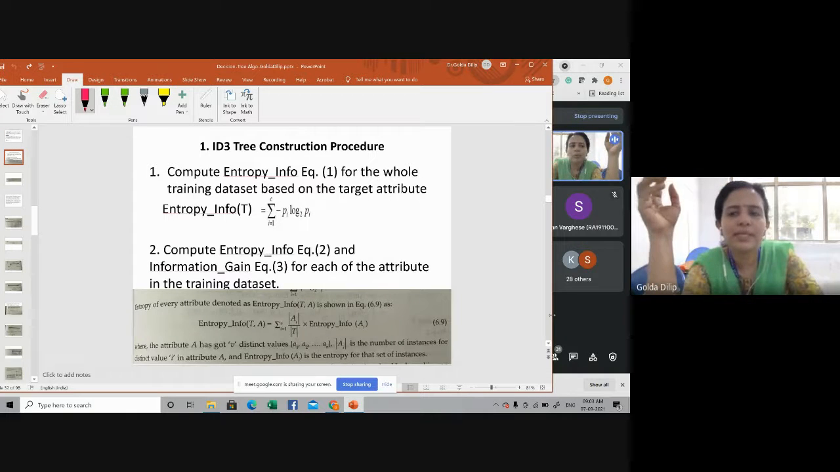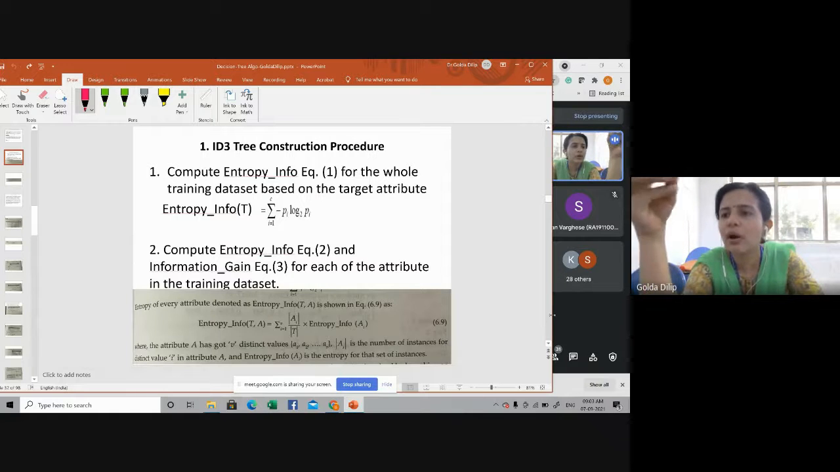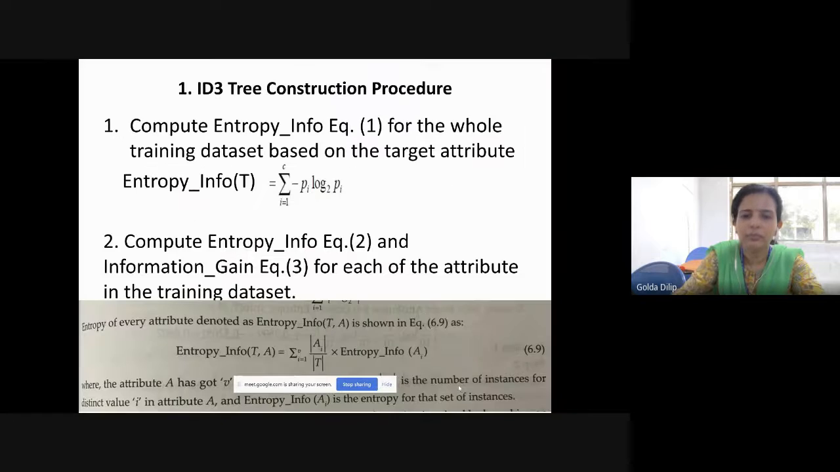Okay, so they all basically differ in how the various nodes are being split, or how the splitting attribute is being selected. Okay, so that's where most of the algorithms differ. Okay, so yesterday we had looked into the ID3 tree construction procedure.